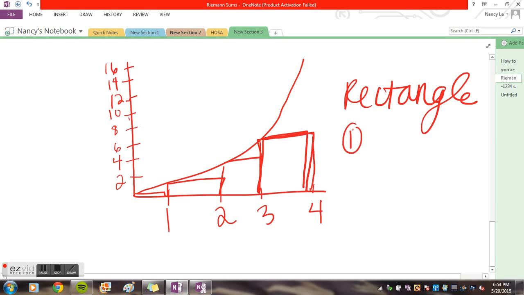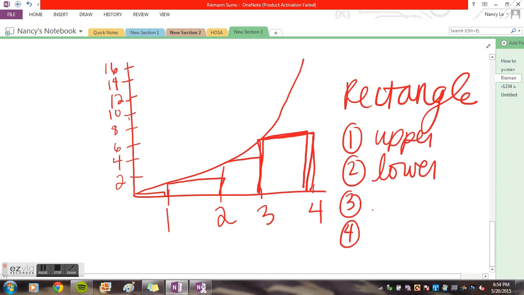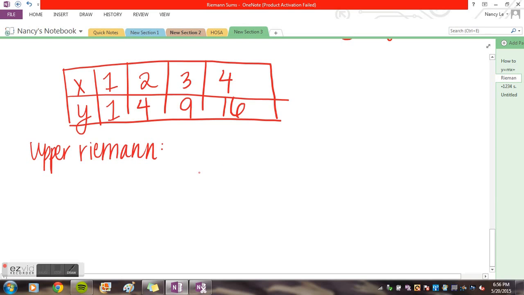And there are 4 kinds of Riemann sums that you can use. There is the upper, the lower, the right, and the left. And we will come up with some examples in a little bit. Let's take a look at this data chart. So this is the data chart for y equals x squared.